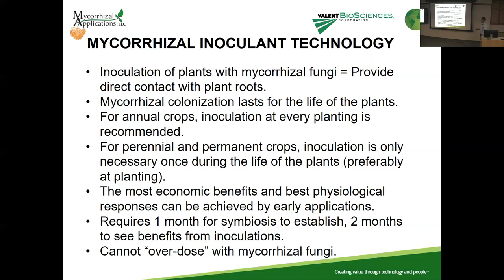We normally say that it requires 1 month, 3-4 weeks, for the symbiosis to be well established on the roots, and 2 months, 7 or 8 weeks, to see the benefits from inoculations. So when we are talking about these time frames, we have to consider, from a commercial standpoint, that if we apply mycorrhizae in a crop with a very short cycle, like 3 or 4 weeks, we might not be able to see the benefits, because there's just not enough time for the mycorrhizae to provide this extra benefit to the plant.